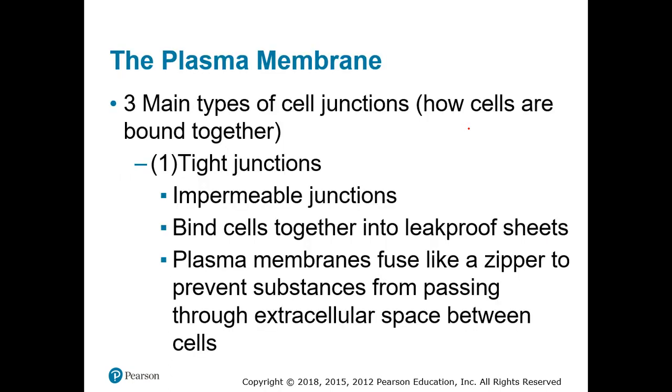From there, we're going to talk about three main types of cell junctions that we're going to see within the cell membrane. And when I say cell junction, this is just how cells are bound together. The first one is tight junctions. These are called tight junctions because they are impermeable junctions. What that means is that they are leak-proof. They are bound so tightly together that they do not let anything in or out. Plasma membranes usually are going to fuse like a zipper, again, to prevent substances from passing through them into the cell.